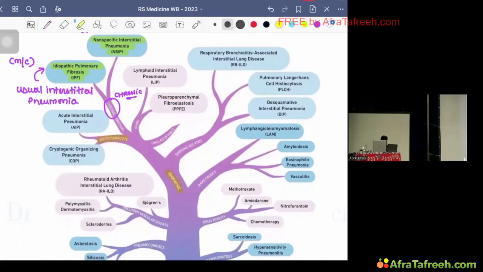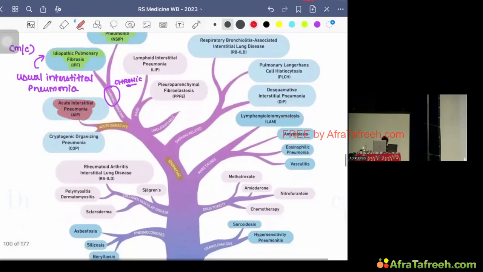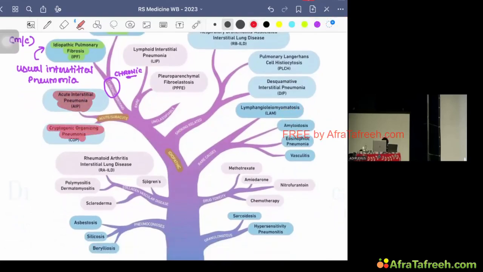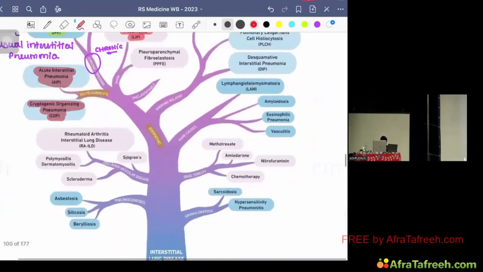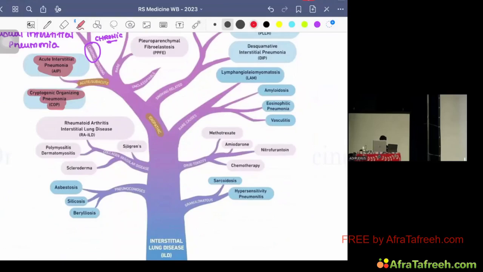In acute or subacute conditions, we have acute interstitial pneumonia, also called Hamman-Rich syndrome. Then we have cryptogenic organizing pneumonia. This is again an acute to subacute condition. Then we have a rare condition, which is lymphoid interstitial pneumonia.